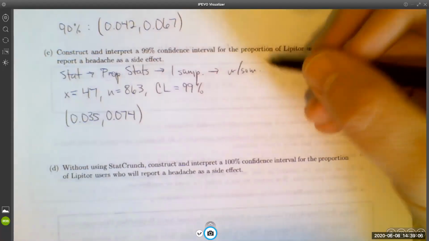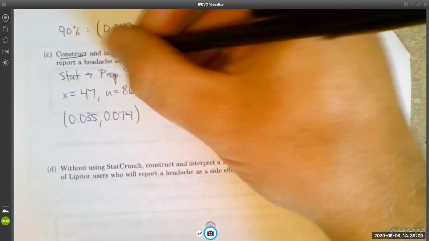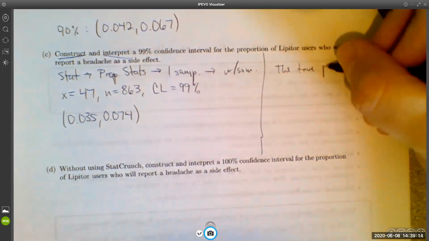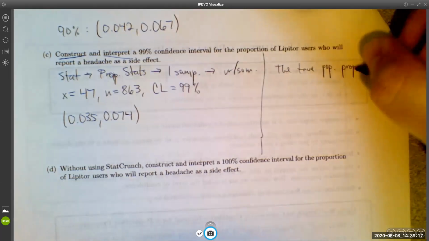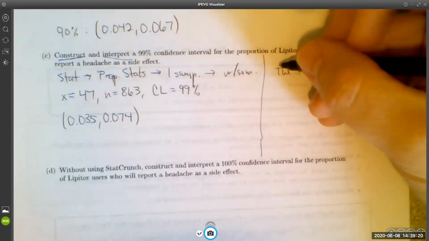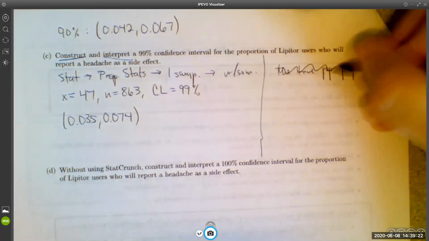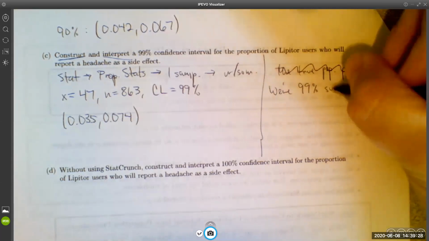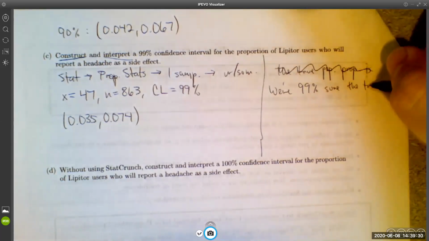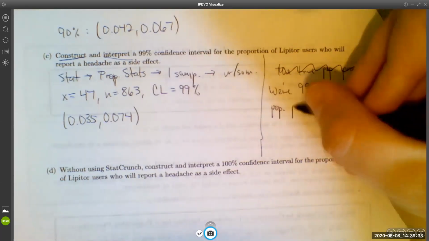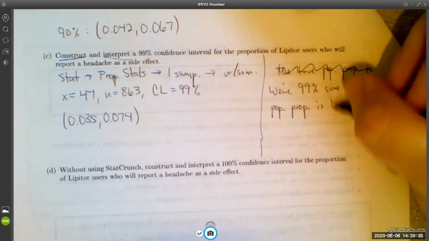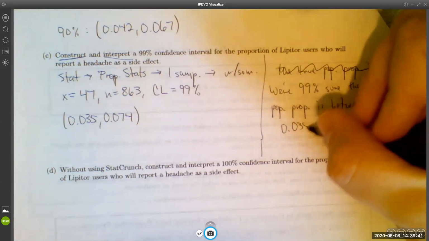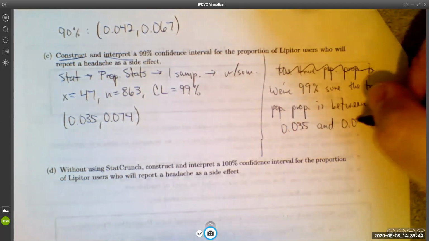Now, we've constructed it, now let's interpret it. So the interpretation is, we'll say we're 99% sure the true population proportion is between 0.035 and 0.074.